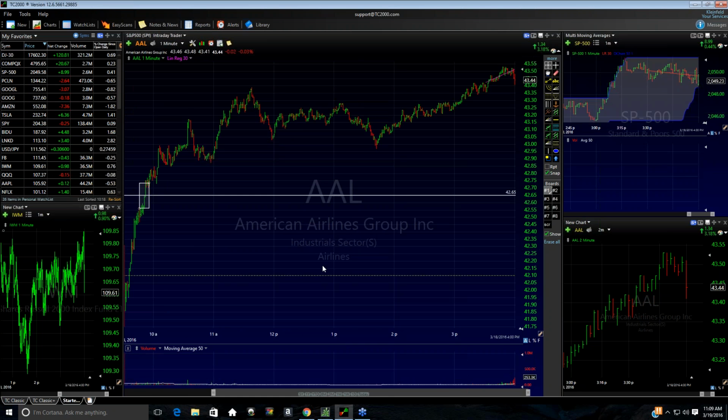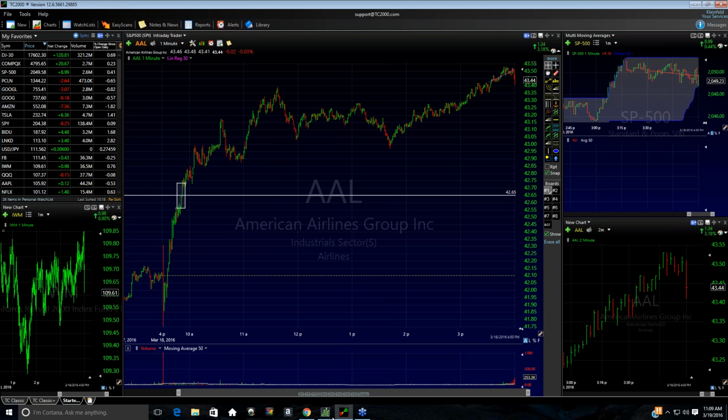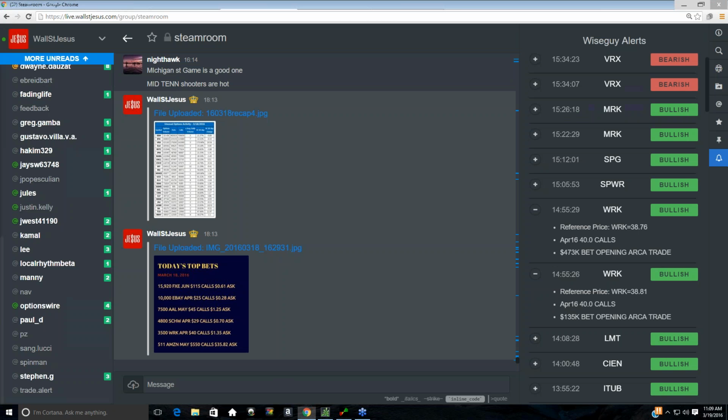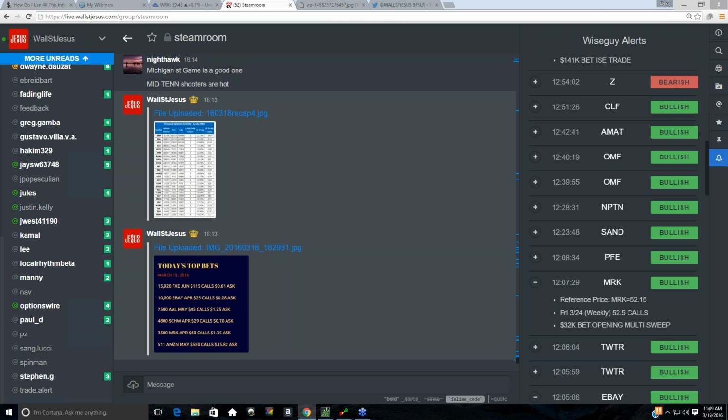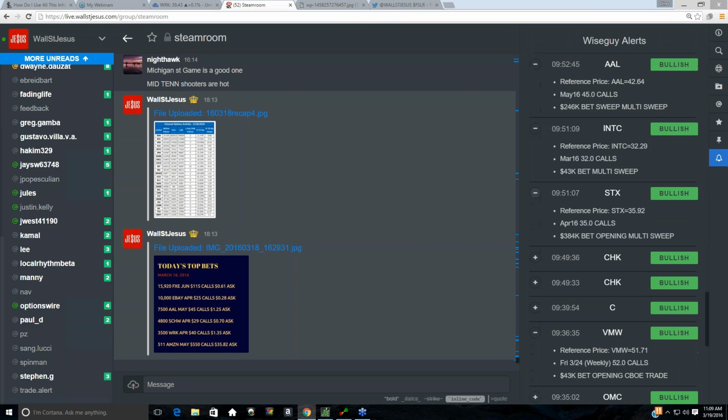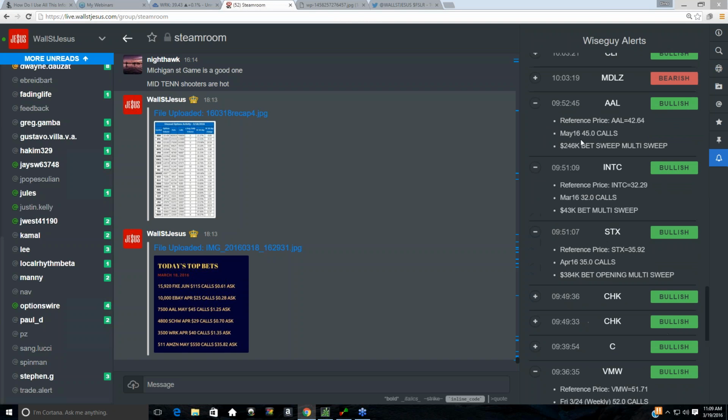Another name we saw was AAL, and Lucci mentioned this on Twitter as well. They were aggressive in this name early, and I'll go into the Steamroom so you guys can get an idea of where the first order hit. Right around here, it was right here. Here it is, 9:52, a little before 10. And these were May 45 calls, and I had mentioned there was some bullish flow in other strikes as well prior to this. But this was the sharpest order that came in early, almost a $250,000 sweep. He swept multiple exchanges to get filled. Okay, so this is AAL 9:52.